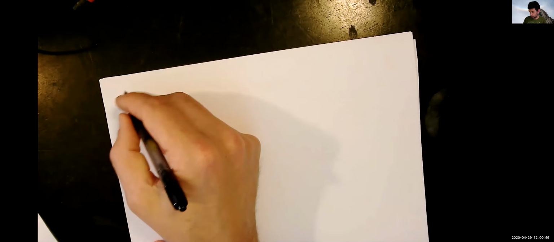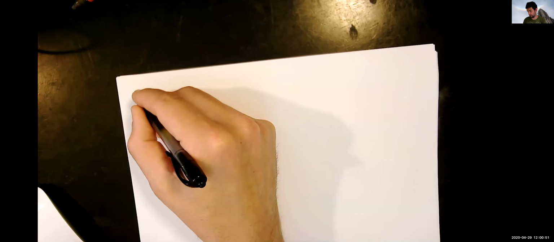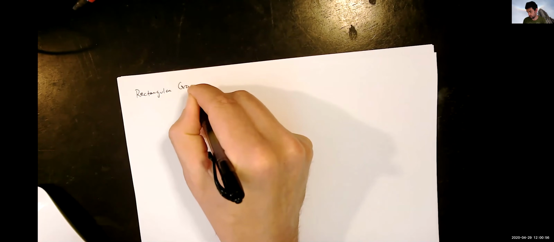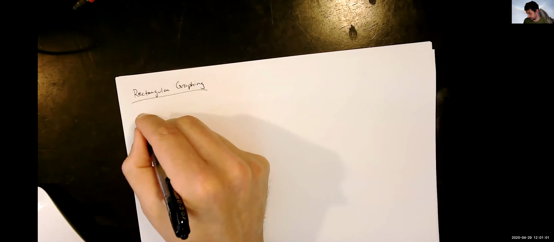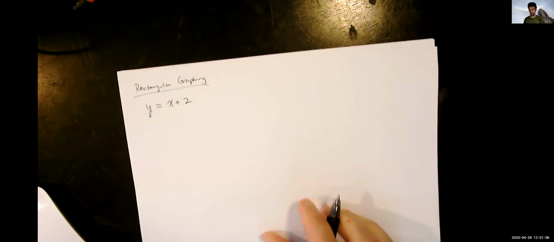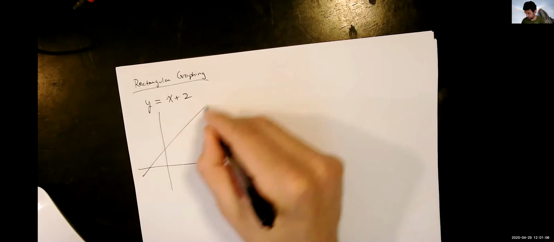Let's now think about a little bit of polar graphing. Okay. So when we graph in rectangular coordinates, right? If I write something like y equals x plus 2, right? We all know this is a line that looks something like this.